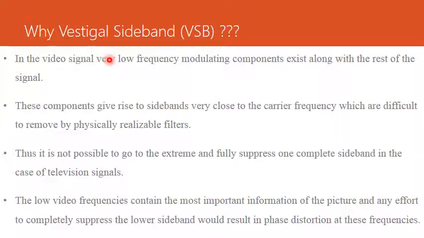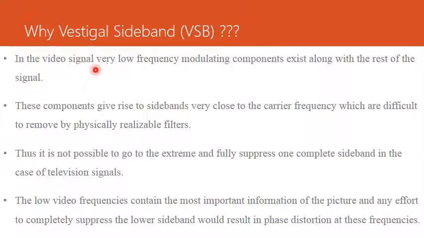In the video signal, very low frequency modulating components exist along with the rest of the signal. These components give rise to sidebands very close to the carrier frequency, which are difficult to remove by physically realizable filters. Thus, it is not possible to go to the extreme and fully suppress one complete sideband in case of television signals. The low video frequencies contain the most important information of the picture, and any effort to completely suppress the lower sideband would result in phase distortion at these frequencies.